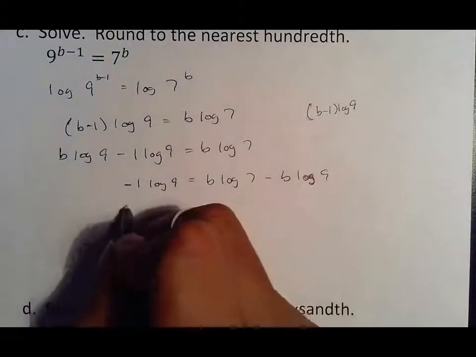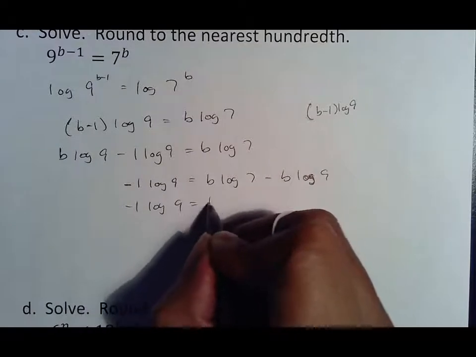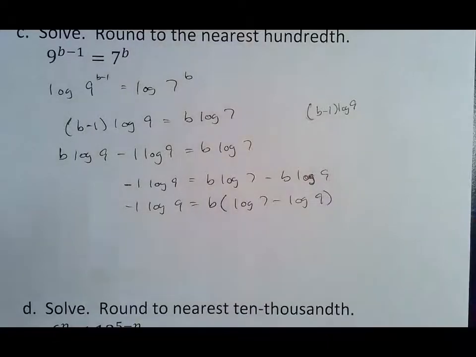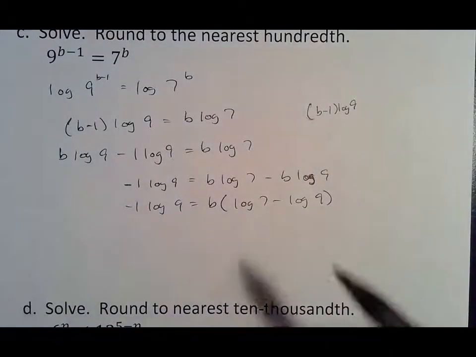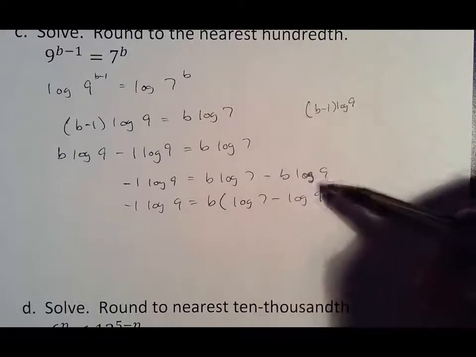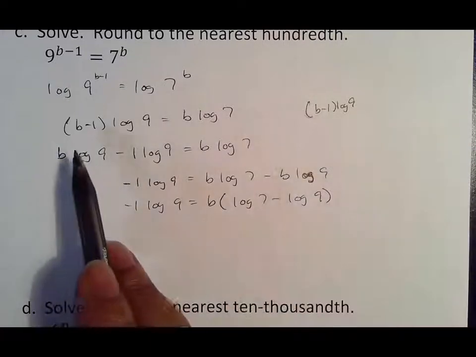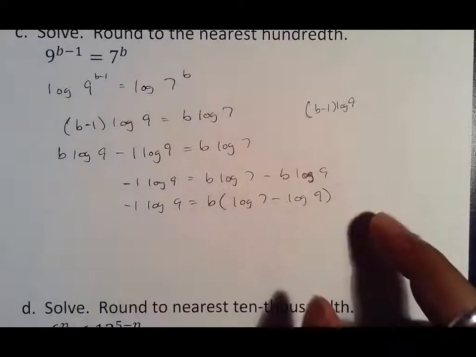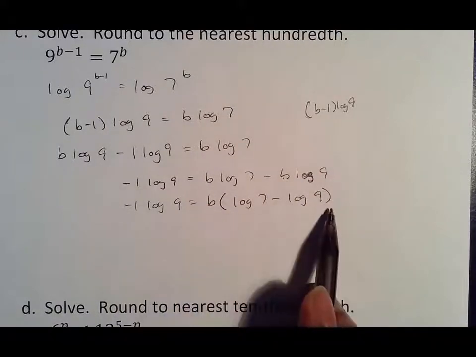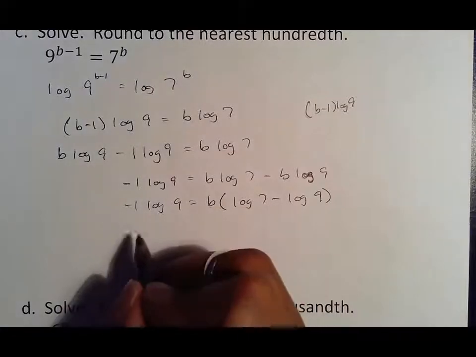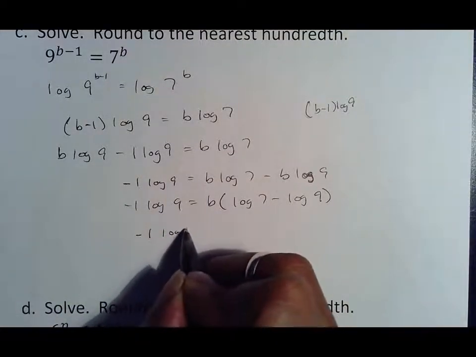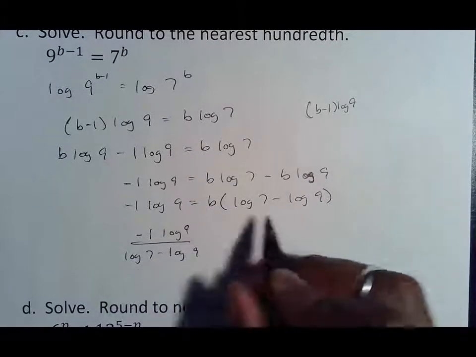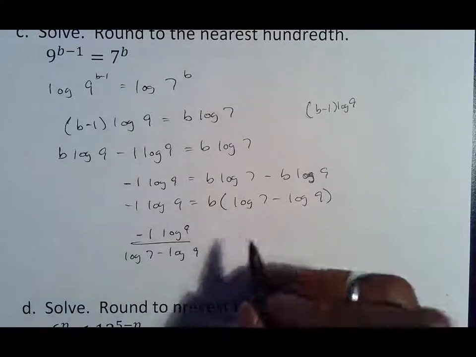Now I'm going to factor off a b, so negative 1 log 9 equals b times log 7 minus log 9. That is a good spot. And again, from here to here, that's a little wizardry, yes I know. But once you do it enough times, you'll understand if I have a b over here attached to something and a b over here attached to something, that I could actually move that over here and then factor off the b and get everything where I need to be, because now that b is multiplied by all this, our answer is negative 1 log 9 over all of this, because we simply divided both sides by log 7 minus log 9.